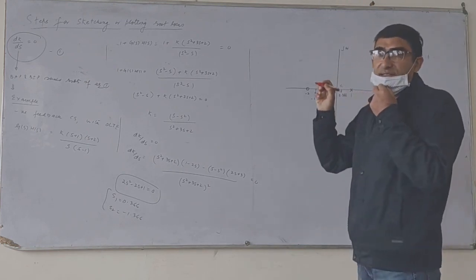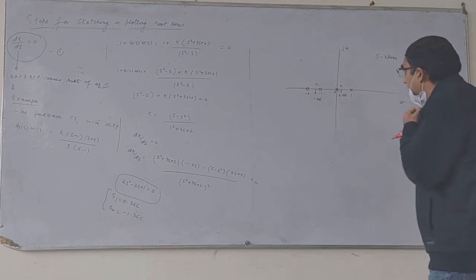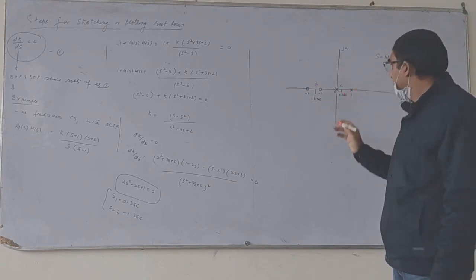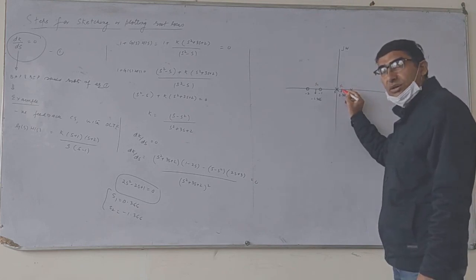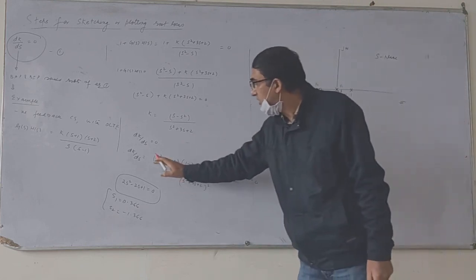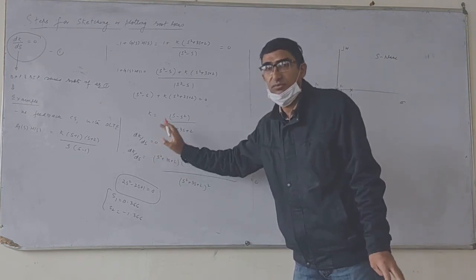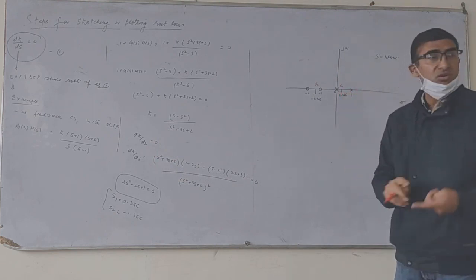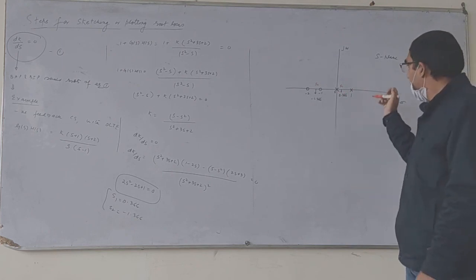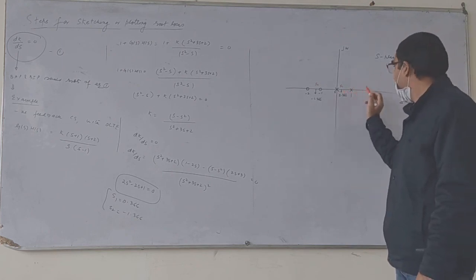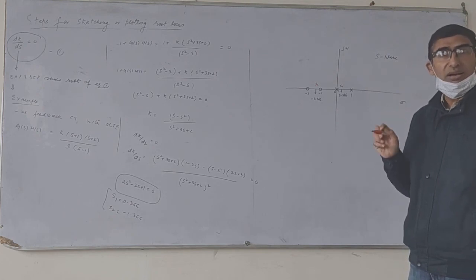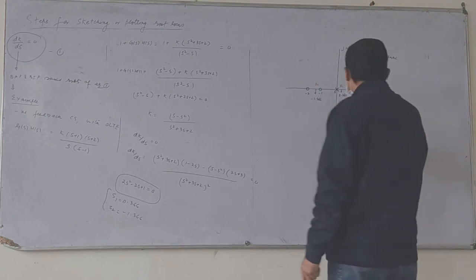But let us validate whether it's a breakaway point. Now, it is existing between the two adjacent poles. Fine. Second, it should be a part of root locus. And this is basically a root of this equation. Isn't it? It is a root. Number one condition, it is satisfying that this is the root of this equation, dK by dS is equal to 0. Number two, this is existing between the two adjacent poles. Yes. Number three, whether it's a part of root locus. Yes. Because to the right side of it, the summation of poles plus zeros is 1, odd. So definitely, this is a breakaway point.